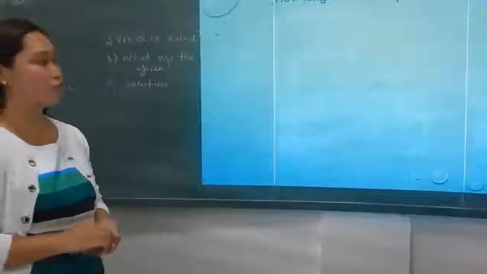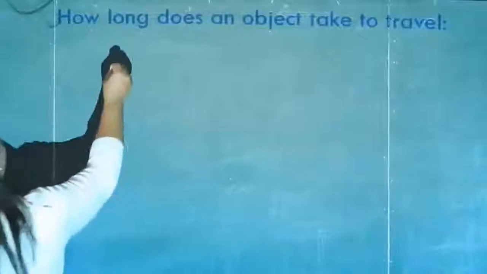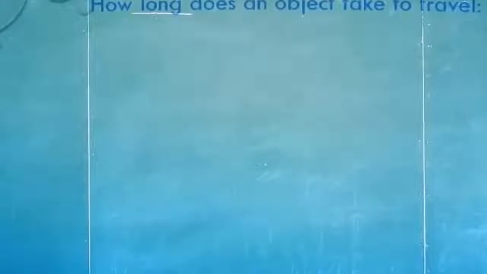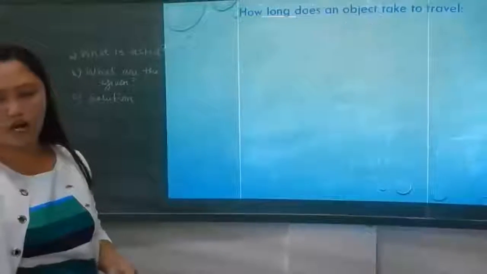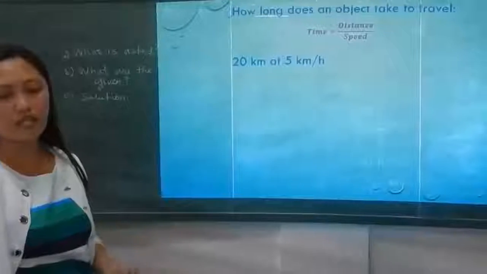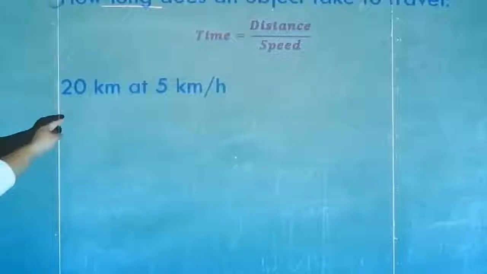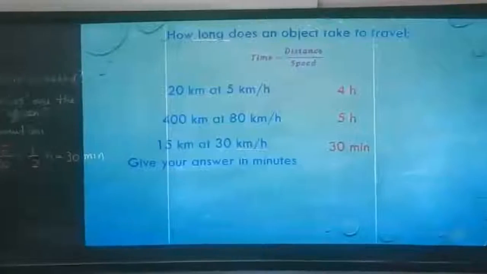Alright, now our next exercises would be to find how long does an object take to travel. So how long? How long means time. So in order to find the time, we have to divide distance over speed. So how long does it take 20 kilometers at 5 kilometers per hour? So you just need to divide distance over speed, which is 20 divided by 5. This gives you 4 hours.